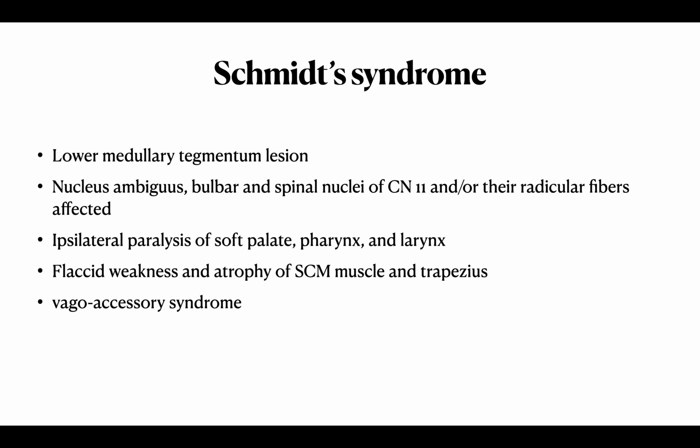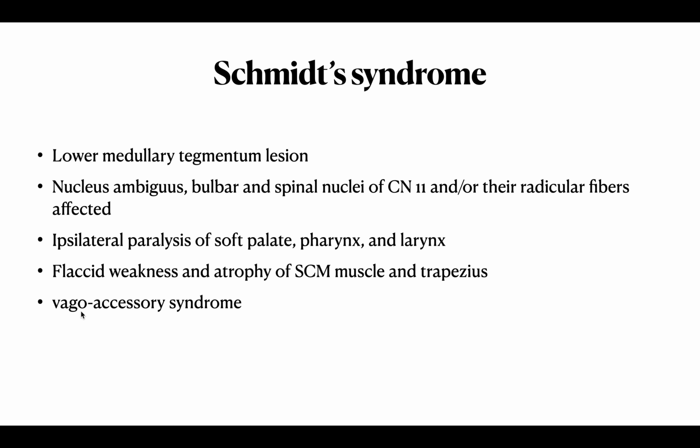Okay, so Schmidt syndrome is a lower medullary tegmentum syndrome, and there's going to be a problem with the nucleus ambiguus, the bulbar and spinal nuclei of cranial nerve 11, and/or their radicular fibers. So what's going to happen? Ipsilateral paralysis of the soft palate, pharynx, and larynx, thanks to cranial nerve 11 and the nucleus ambiguus, the flaccid weakness and atrophy of the sternocleidomastoid muscle and the trapezius due to cranial nerve 11 again.